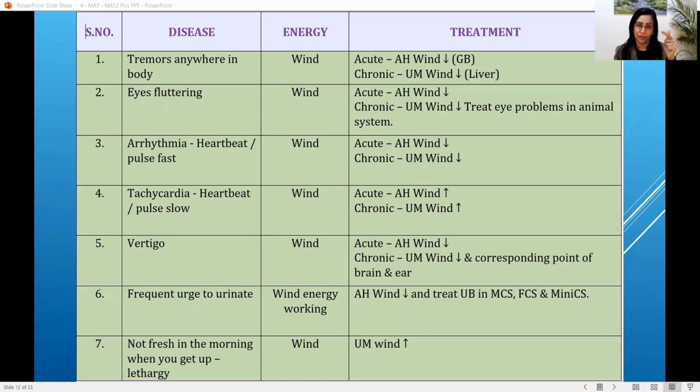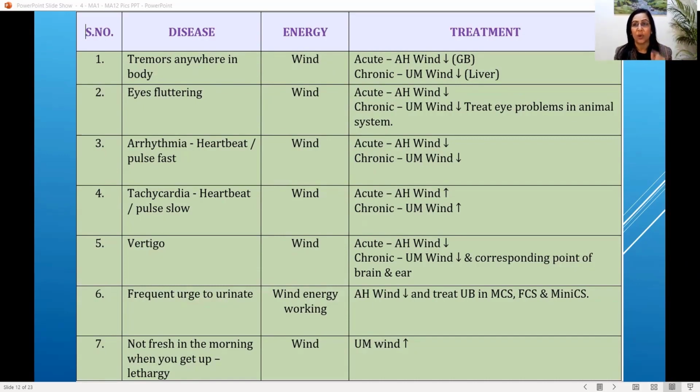And because these, if they are acute, if they have just expressed themselves, then you will do yang wind sedation. Now, when the arrow is pointing down, that means it is sedation. And when the arrow is pointing up, that means it is tonification.